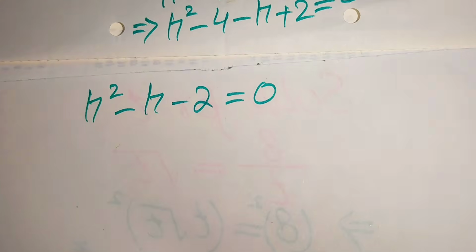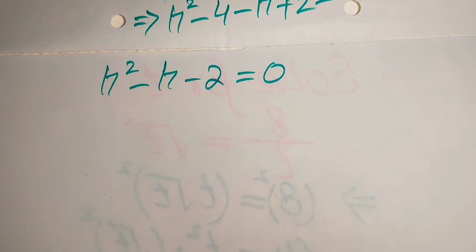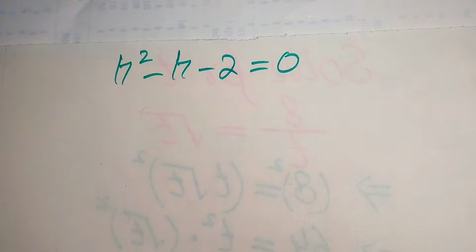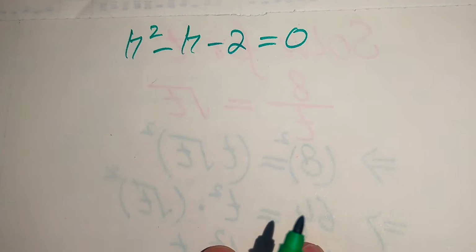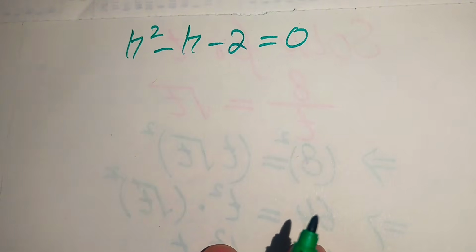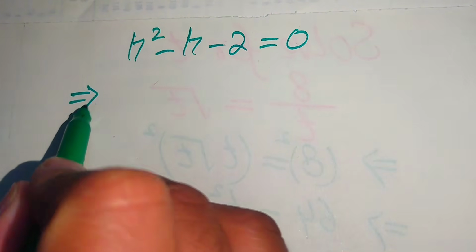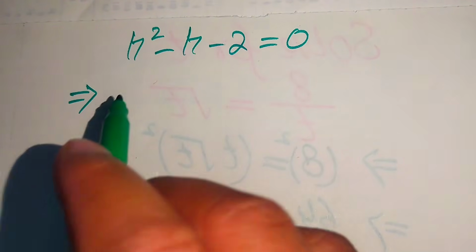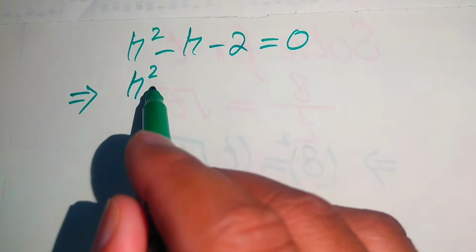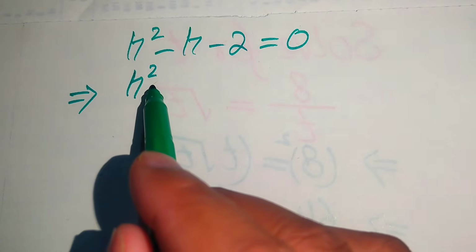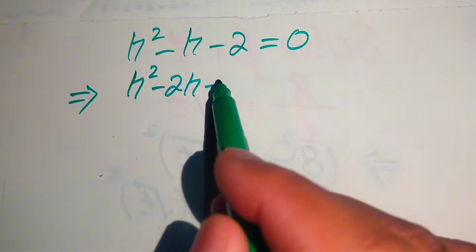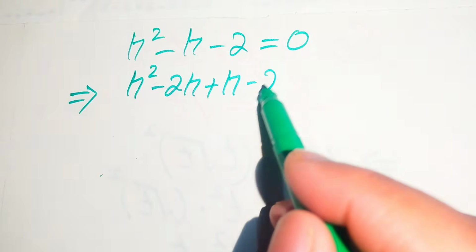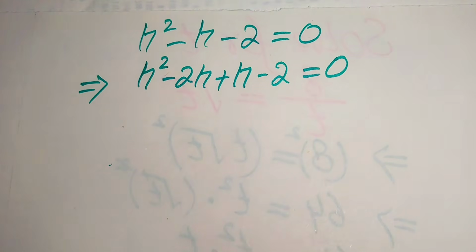And further in the next step we need more simplification, and you see here this equation becomes a quadratic equation in the variable h, and we know that there are three methods to solve a quadratic equation. So here we use the factorization technique to make the factors of this equation. So here we break its middle term, and it will be written as h square minus 2h plus h minus 2, and this whole equation is equal to 0.